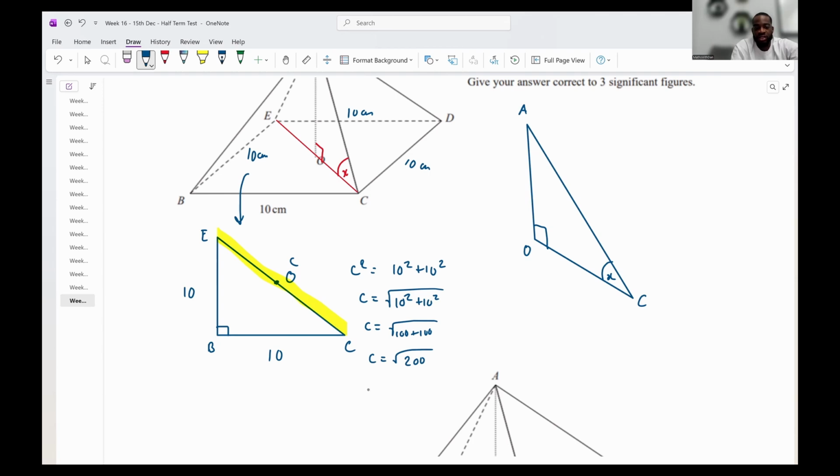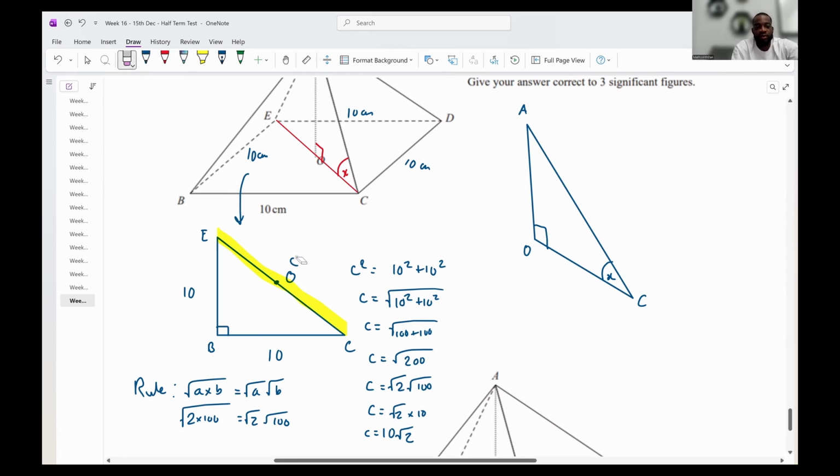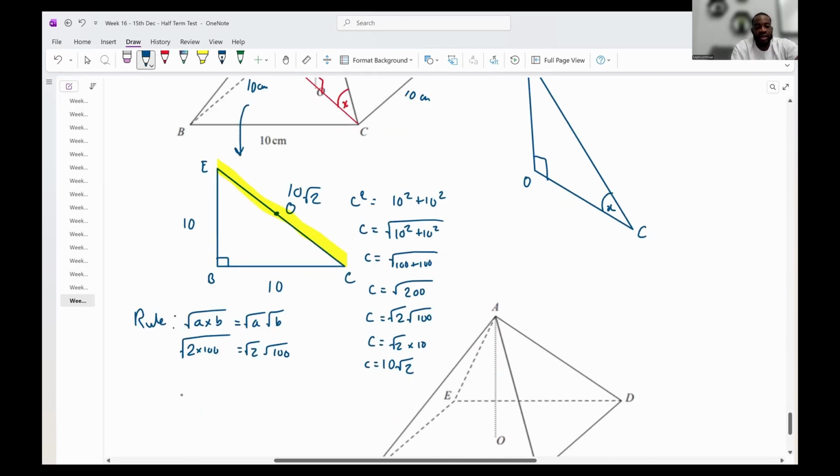Without a calculator, we can use our surd laws to simplify that. Although it is a calculator question, root 2, root 100, remember, because of the rule. Let me write the rule here. The rule is if you've got root A times B, it's equal to root A, root B. So therefore, the square root of 200 is the same as 2 times 100, which is root 2, root 100. And the square root of 100 is 10. So this is actually root 2 times by 10, which is 10 root 2. So that entire length here is actually 10 root 2. Is everybody happy with that? Right, 10 root 2 here. E to C is equal to 10 root 2.